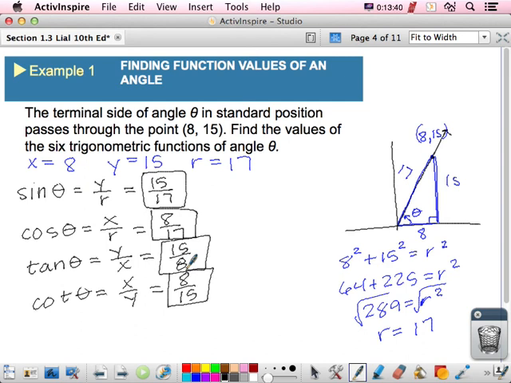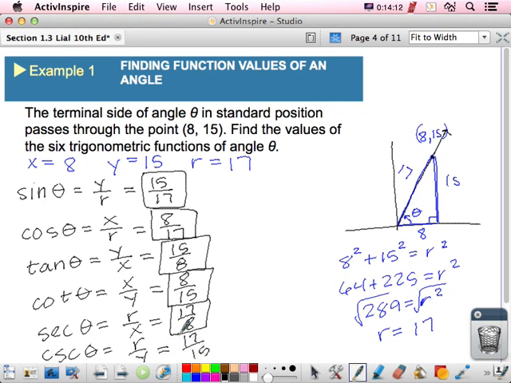Then they'll go to secant. And secant is defined as what? Does anybody remember? R over x, which in this case is 17 over 8, or just the reciprocal of cosine. And finally, we have cosecant of theta, and cosecant is defined as r over y, or the reciprocal of sine, which in this case is 17 over 15.